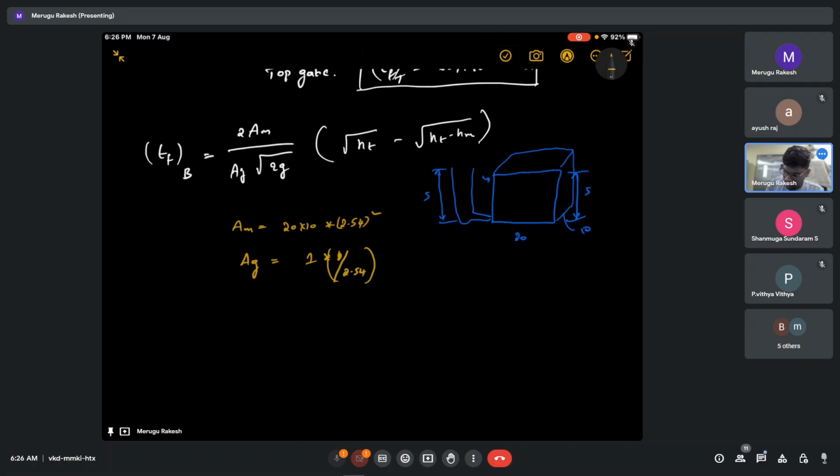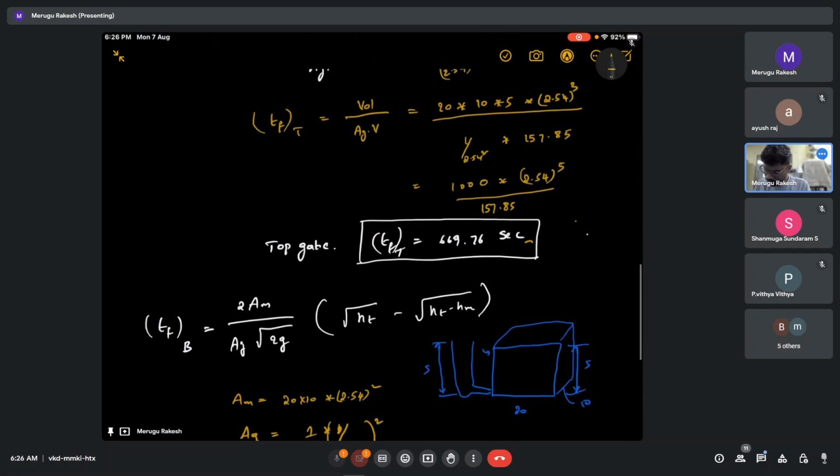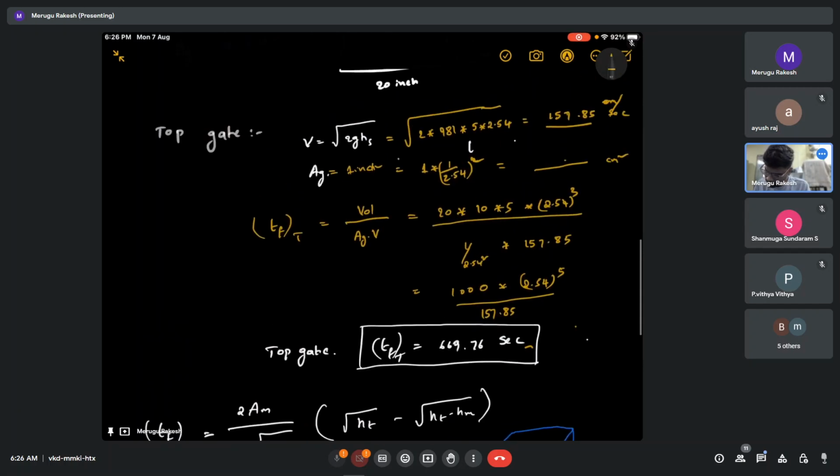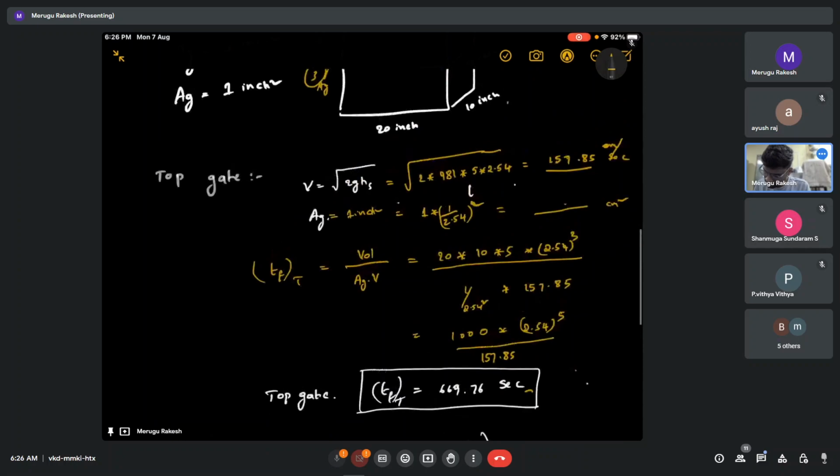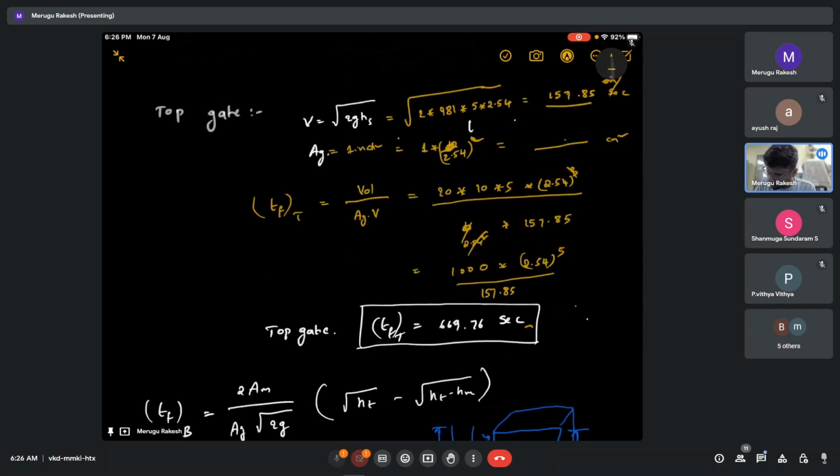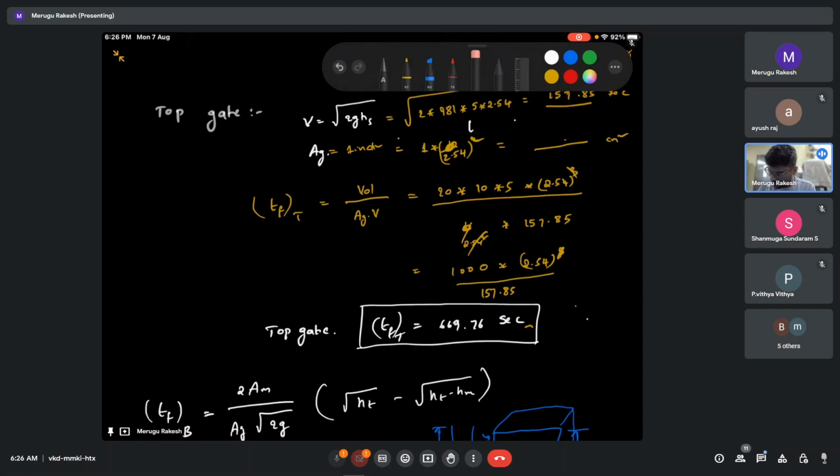I think we have made a mistake. Here also it is not 1 by 2.4. I think this is 2.54 directly. This is the mistake we have done. So this 2 will cancel. So here it will be just 1 times. Yeah, thanks for pointing it out.